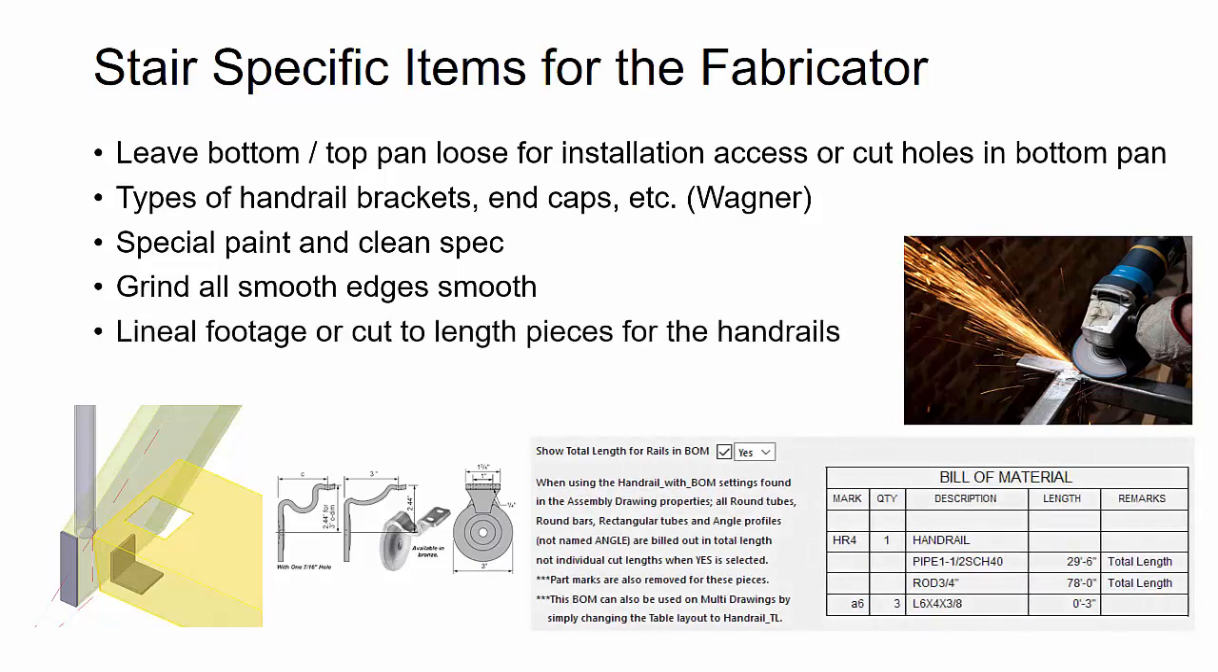Then lastly, on handrail, you want to check, does the fabricator want lineal footage or a total length of all the handrail material on an assembly, or do they want cut to length pieces as well as piece marks with exact lengths for each of the pieces that are part of a handrail or a guardrail? Within Tekla, for instance, there's an option to switch between lineal footage or having individual piece marks in the bill of material, and so that's something that you'll want to verify with the fabricator.